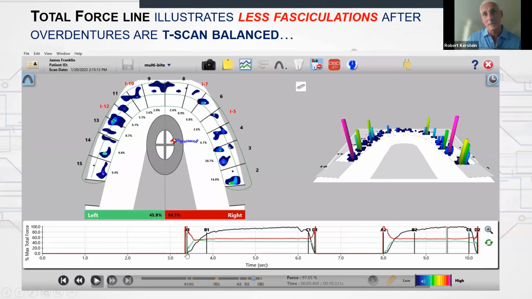Look at the total force line. It still has flaws in it, but it has less flaws in it because it's easier for the person to bite into these dentures. So the total force line can illustrate improvement as well as dysfunction. And this was all done in 1 day. So this is in a 1-day correction, dramatic improvements in this set of overdentures.